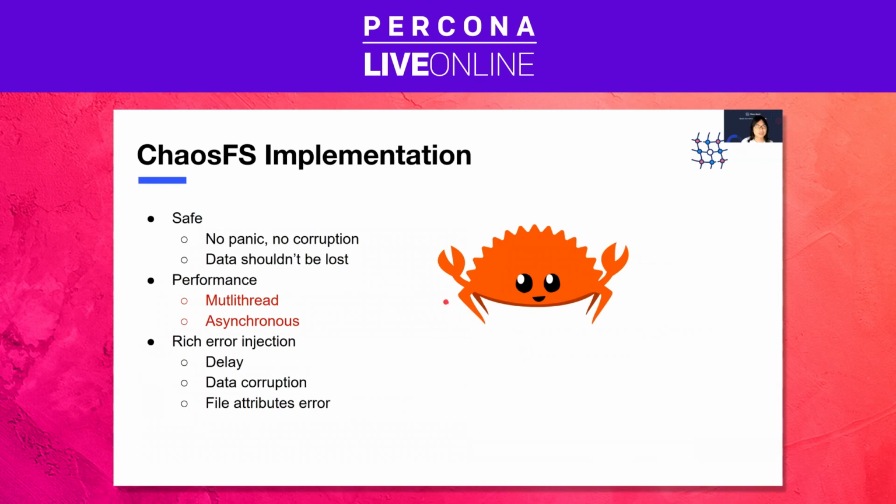Developing such a chaos file system is not as simple as it sounds. It's required to be safe and with low overhead, so we chose to adopt the Rust language to ensure the safety of our implementation. It should also provide rich error injections like delay, data corruption, and attribute and metadata errors. Most importantly, it should be multi-threaded and asynchronous to inject delay, even without considering performance.